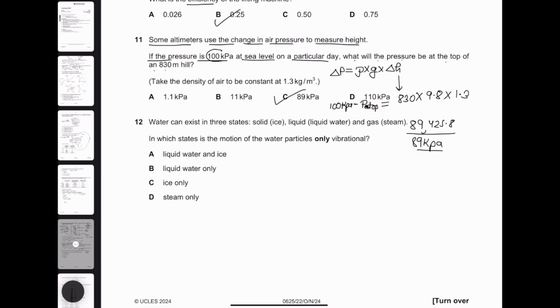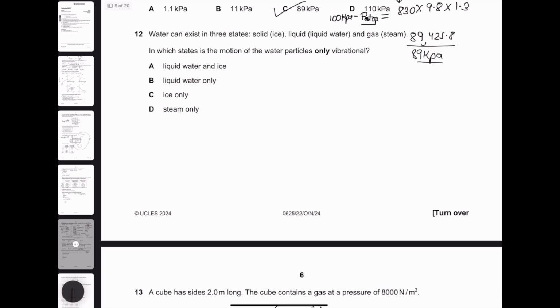In case you are confused, why did I do 100 kilopascals minus pressure at top? Think about this. As you go up the altitude, the pressure decreases. This is why the concentration of oxygen also decreases at the top, right? There is deficiency of oxygen at the top as well. Pressure decreases.